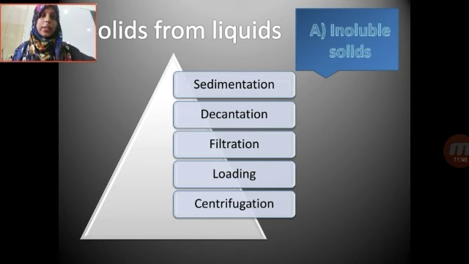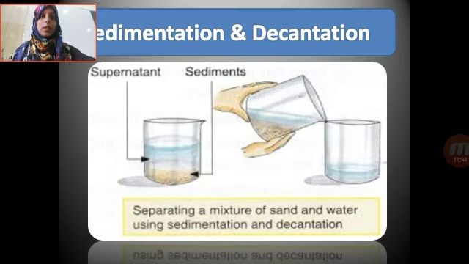First one is sedimentation and the second one is decantation. Both these processes are present one after the other. Once you get sediment, you can perform the decantation process. Let me tell you what happens in sedimentation. Sedimentation is the process of settling down of an insoluble solid in a liquid at the bottom of the container.